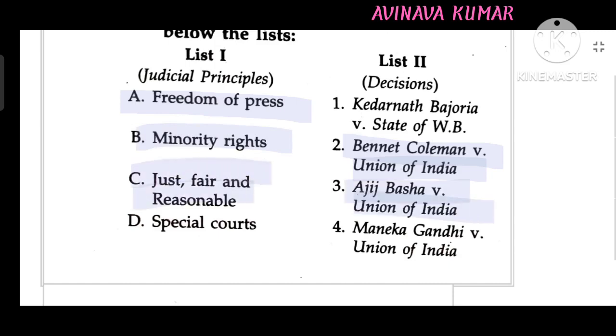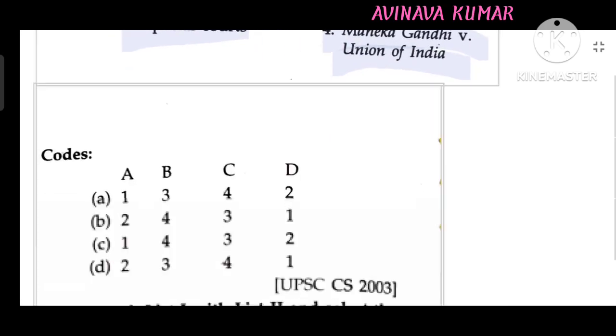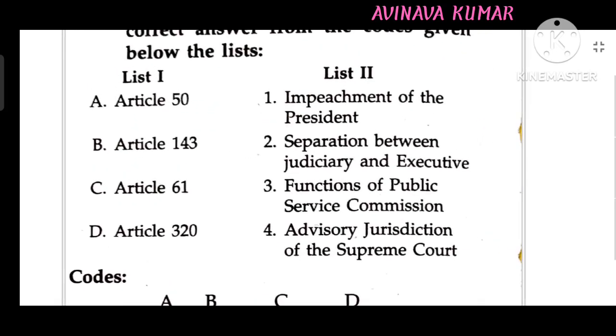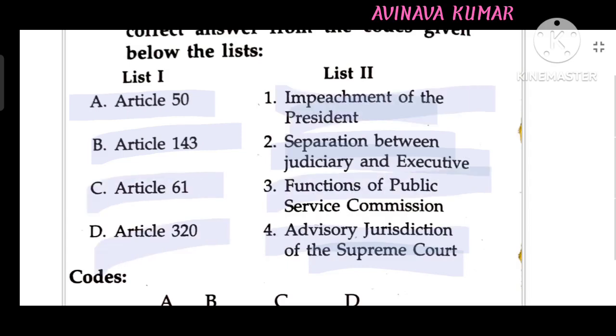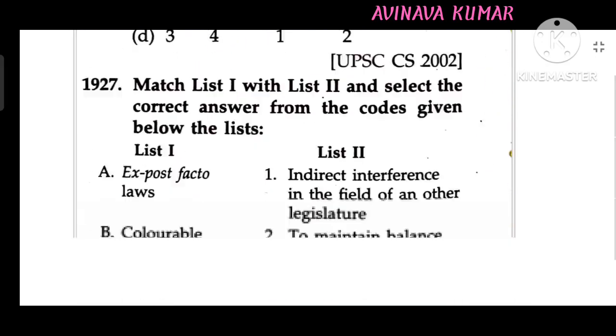Just, fair and reasonable, Menika Gandhi versus Union of India. Special Court, Kedarnath Bajoria versus State of West Bengal. Article 50, separation between judiciary and executive. Article 143, advisory jurisdiction of Supreme Court. Article 61, impeachment of the President. Article 320, function of Public Service Commission.